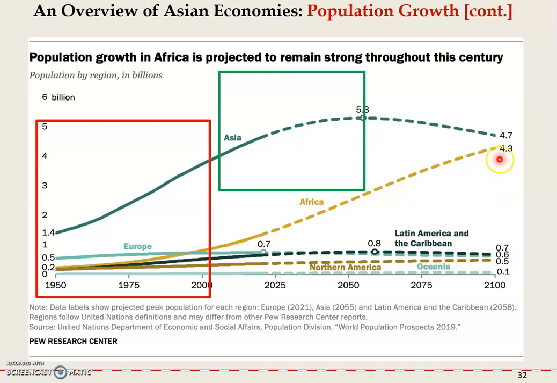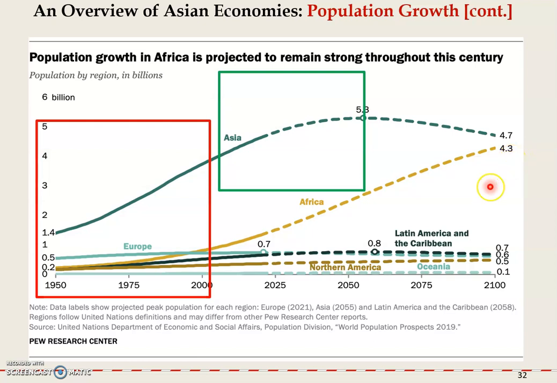Okay. And by then, we find that Asia's population would be just 4.7 billion, and Africa's population would rise to the level of 4.3 billion. In other words, very close to Asia's population.